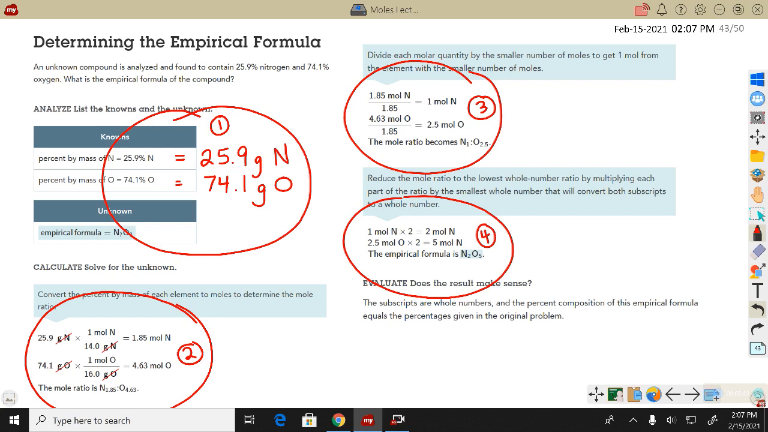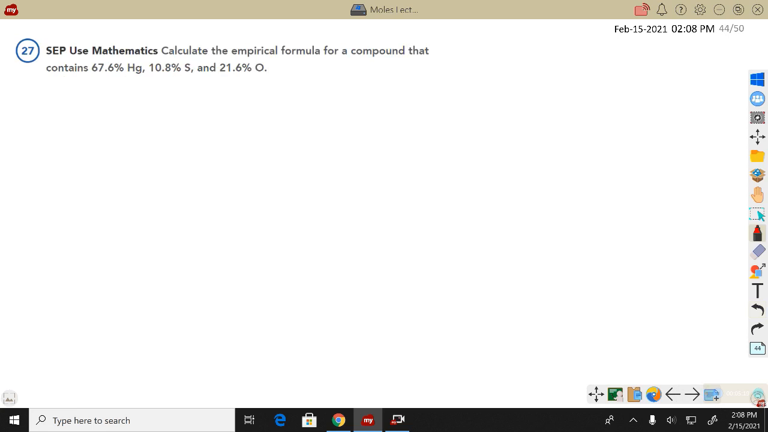Well, then I can just multiply them both by 3. Once I have whole numbers, that becomes my subscript. Let's try another one. Calculate the empirical formula for a compound that contains mercury, sulfur, and oxygen.